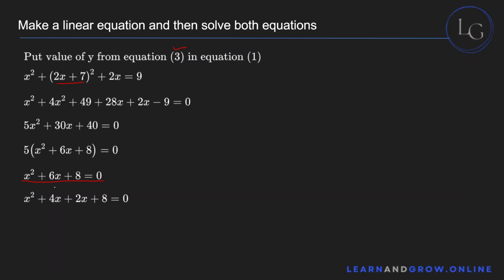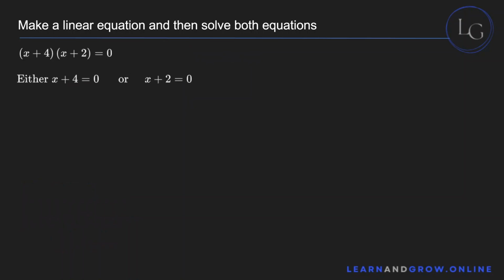Now you'll factorize this quadratic equation, and so you'll get these two factors, x plus 4 and x plus 2. And now either x plus 4 can be 0 or x plus 2 can be 0, or both of them can be 0. So now you'll equate x plus 4 to 0 and x plus 2 to 0 to get two values for x. And you get x is equal to minus 4 and x is equal to minus 2.